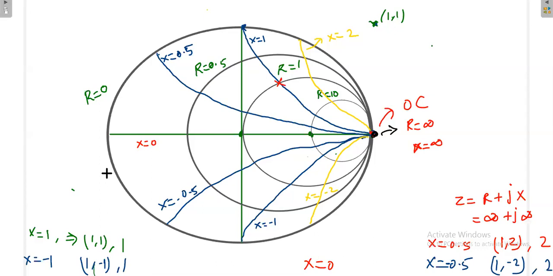Yes, if somebody tells me now, I have Z, which is generally R plus jX. Now I have my Z which is equal to Z naught, where I will denote these points on the Smith chart.